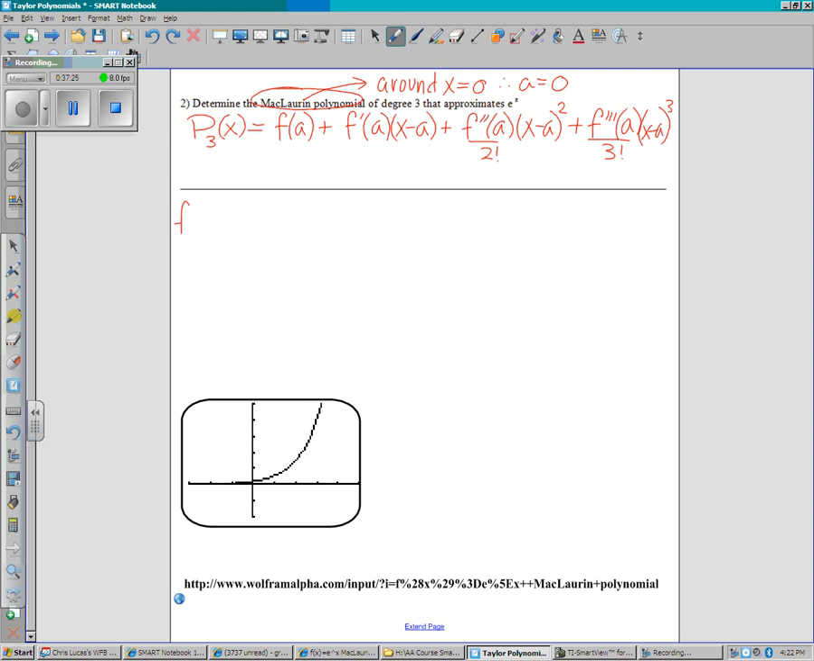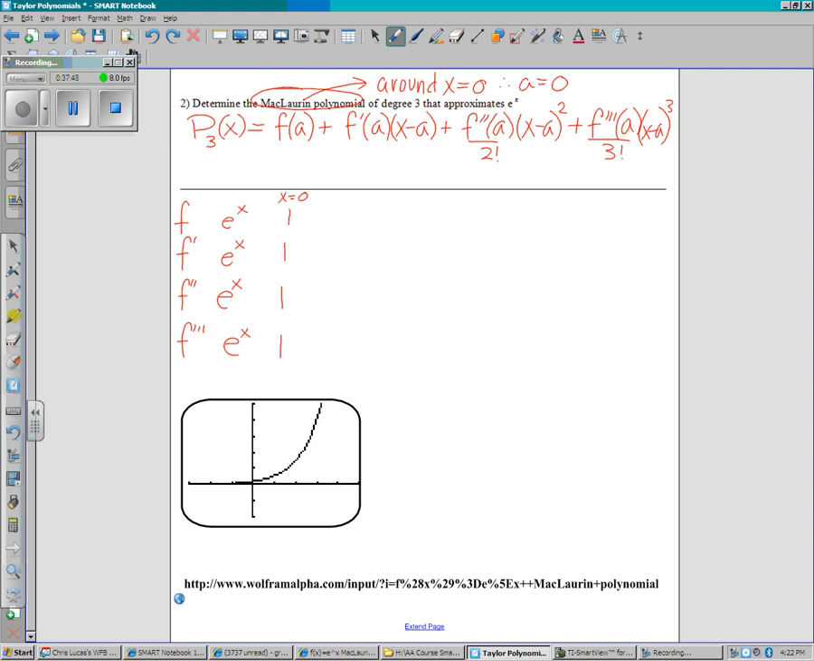So we know the function is e to the x, so the derivative is e to the x. The second derivative is e to the x. Oh gosh, it's so nice. The third derivative is e to the x. And when x equals 0, we have 1, 1, 1, and 1. Could you ask for something prettier?